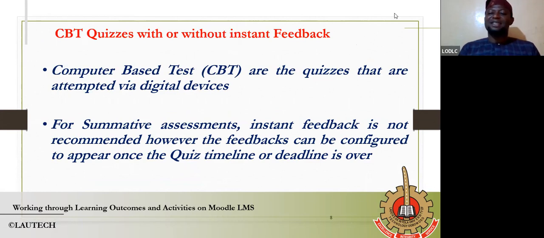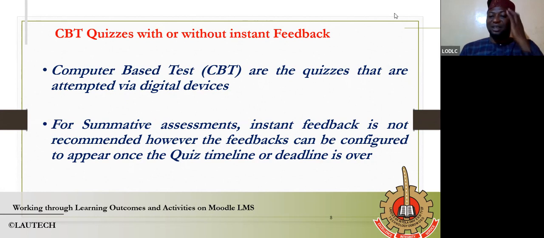When it is instant feedback, it's also termed formative assessment, because once the student looks at the gamified quiz we are talking about and picks a particular answer, the student will see the response immediately, whether the student is wrong or right. So that is an example of CBT quizzes with instant feedback. Computer-based tests are the quizzes that are attempted via digital devices.